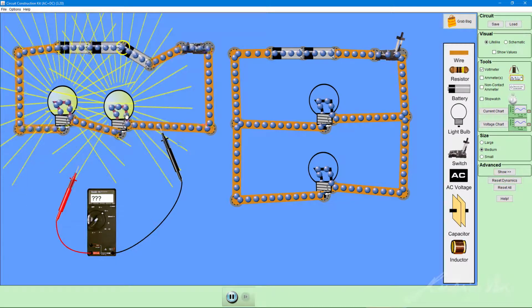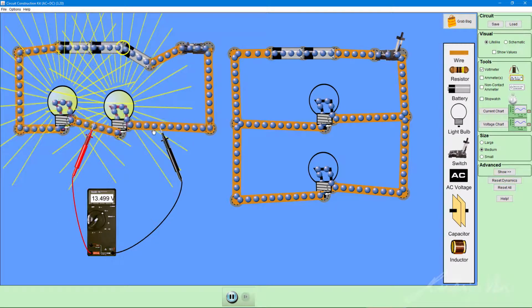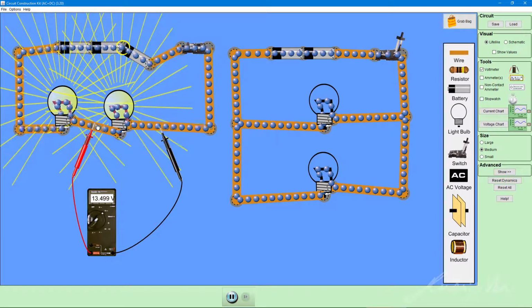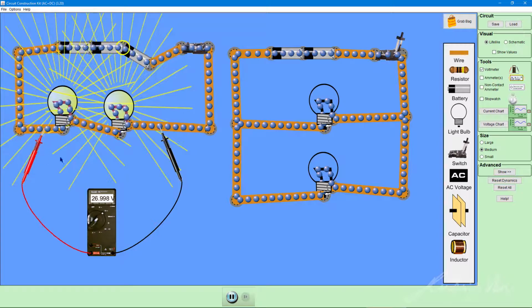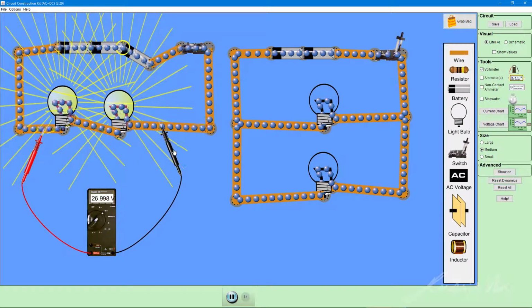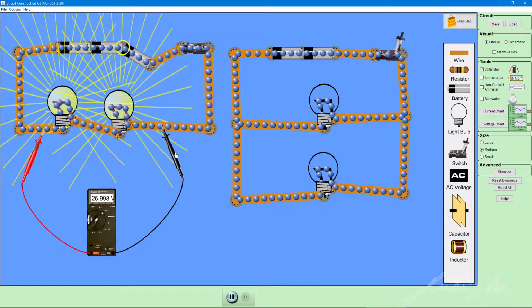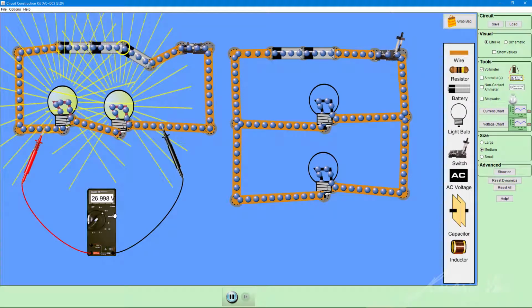If I only want to measure the voltage across one light bulb, what I do is like this. So it will measure the force needed to push the electricity from here to here, which is 23.5 volt. And if I want to measure here, it's also 23.5. And together they will be 26.998 or 27. So this is how you use a voltmeter. You connect it in parallel manner.